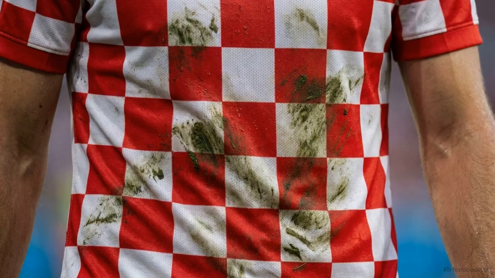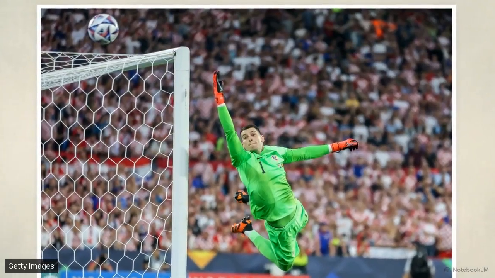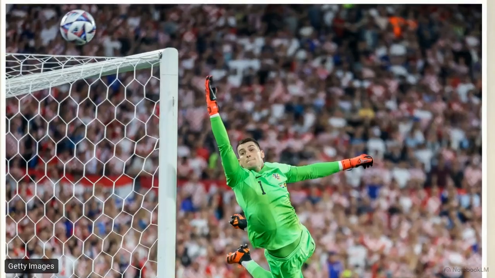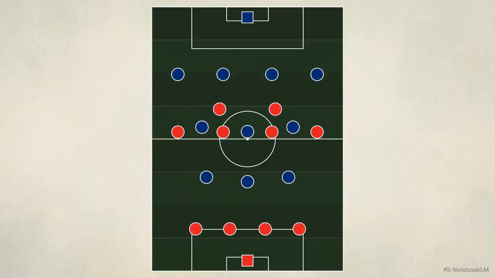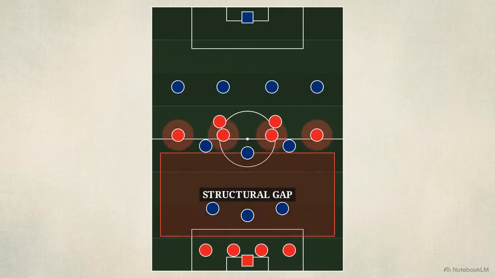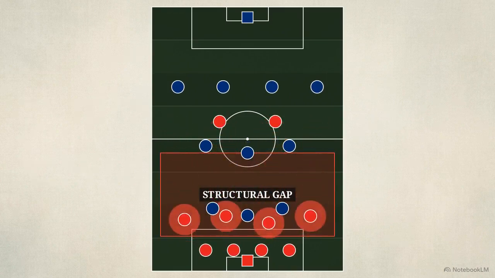While England operated with efficiency, Croatia relied on desperation. Goalkeeper Dominik Livakovic pulled off a stunning triple save just to keep his team in the game. On this tactical map, Croatia's structural cracks become visible. Their defensive line sinks deep, creating a dangerous gap before the penalty box.